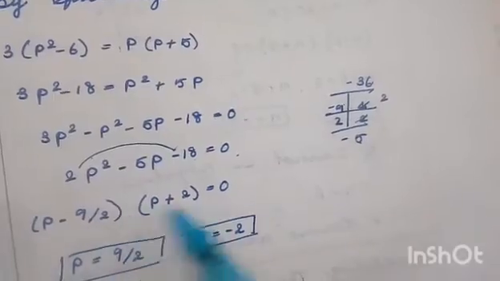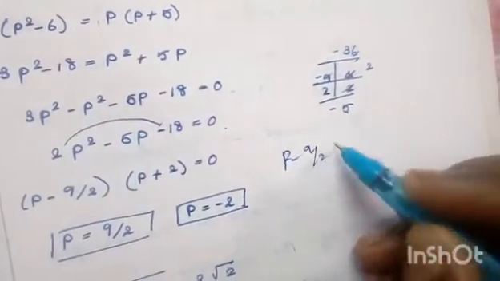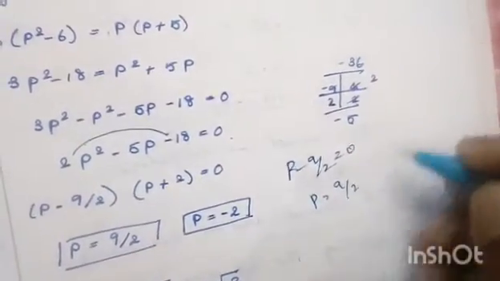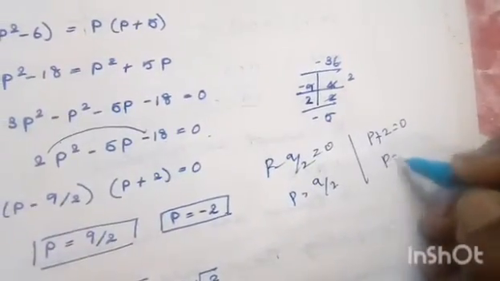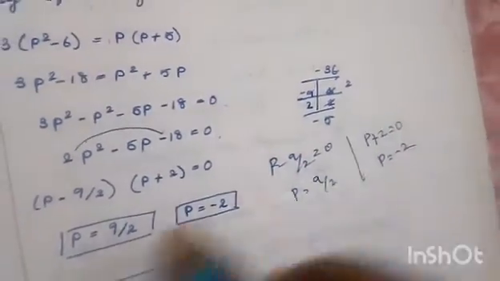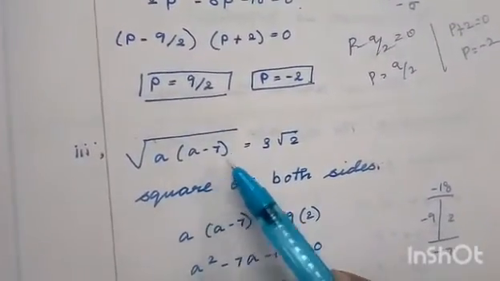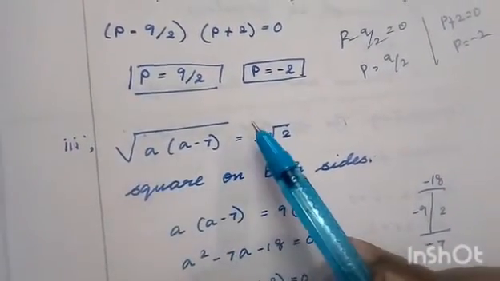So p minus 9 by 2 equal to 0, so that is p is equal to 9 by 2. In the same way p plus 2 equal to 0, that is p equal to minus 2. Okay, these are the roots. Now the third question, square root of a into a minus 7 is equal to 3 into root 2. For this we want to remove the square root.